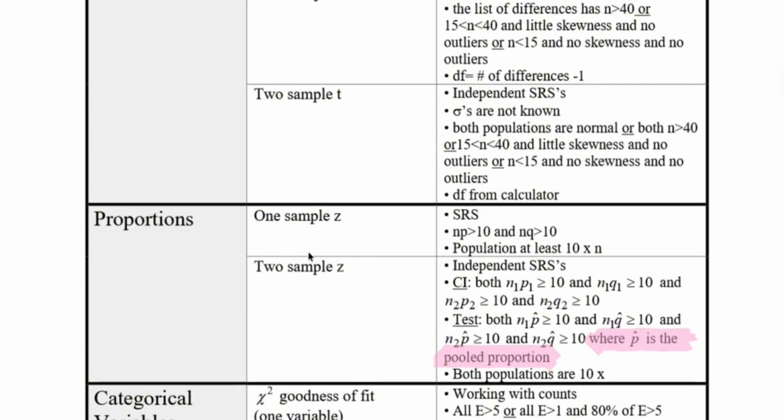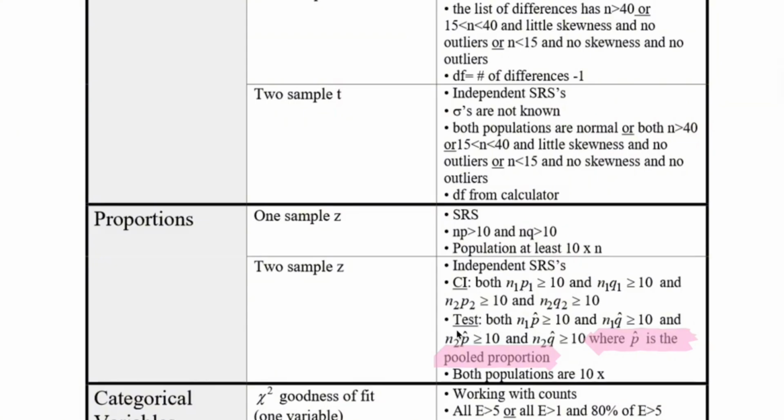For proportions, we have 2 situations, 1 sample z and 2 sample z. For 1 sample z, check the conditions for SRS, np greater than 10 and nq greater than 10. Population at least 10 times n, or in other words, the sample that we're taking has to be less than 10% of the total population. For 2 sample z, make sure independent SRS. For confidence interval, both n1p1 greater than or equal to 10, n1q1 greater than or equal to 10, and same thing for the second sample.